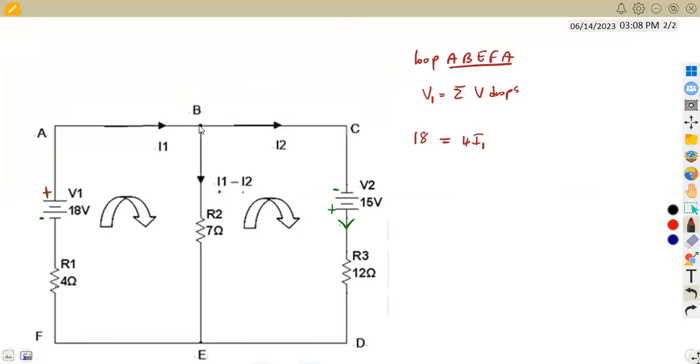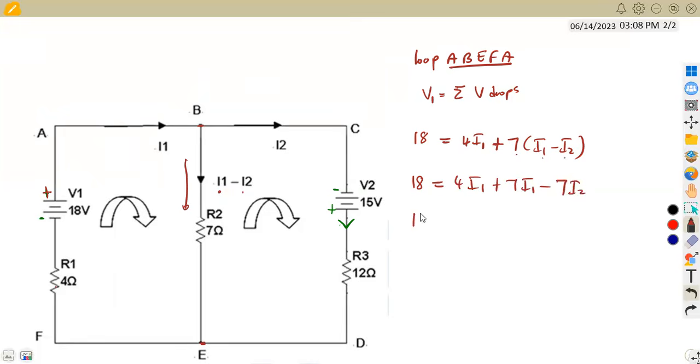We move on the branch from B to E, where we've got I1 minus I2 versus the 7 ohms. It's going to be plus because we are maintaining the direction of the current. So you're going to have plus 7 into current 1 minus current 2. All right, so combine everything, guys. For current 1, 7 times I1, that is going to be 7I1, and 7 times minus current 2, that's 7I2.